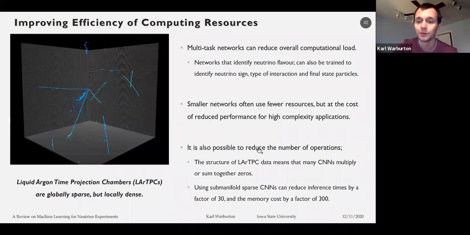There are also more nuanced ways to reduce the number of operations. That's particularly important for liquid argon TPCs, the like of which DUNE is going to be when we start running it in 6 or 7 years. Here you can see that most of this image is blank, empty space. That means that the network is going to be doing lots and lots of calculations where it's adding or multiplying zeros next to each other, which is clearly pointless. So you can use submanifold sparse CNNs to only perform calculations when you have non-zero pixels. And it's been found that doing this can reduce inference times by a factor of 30 and the memory cost of evaluation by a factor of 300.